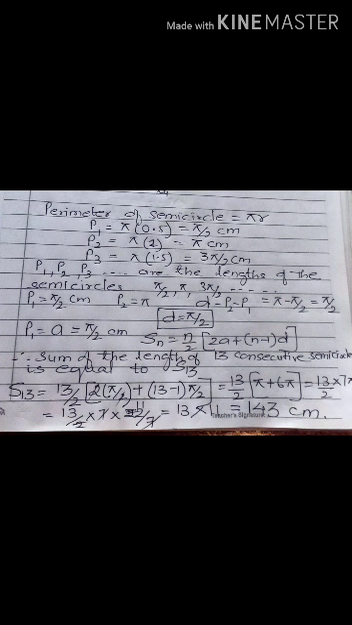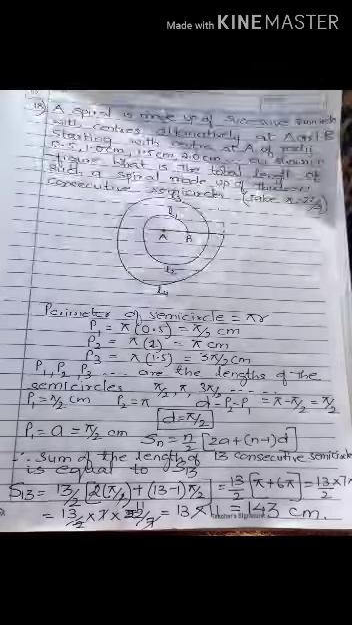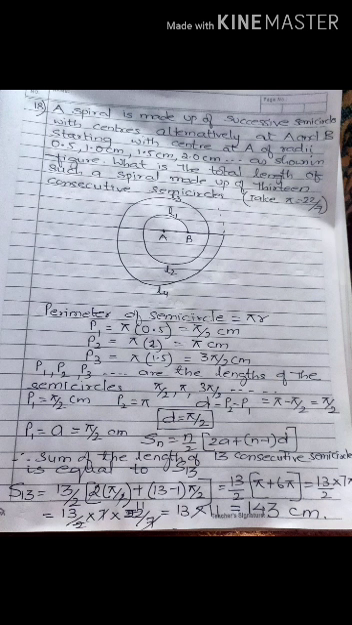P1 equals pi by 2 centimeter, P2 equals pi. Difference is P2 minus P1, that is pi minus pi by 2, which comes out to be pi by 2. So difference D equals pi by 2. Now P1 is the first term A, that is equal to pi by 2. Sn is given as n by 2 (2a plus (n minus 1) into d). Now the sum of the lengths of 13 consecutive semicircles is equal to S13. That means n equals 13.